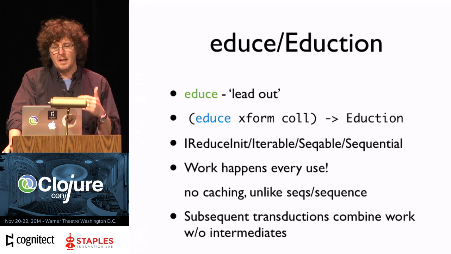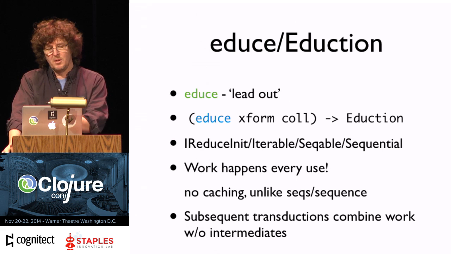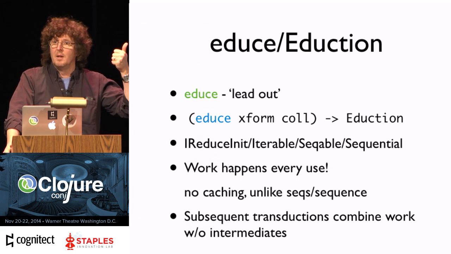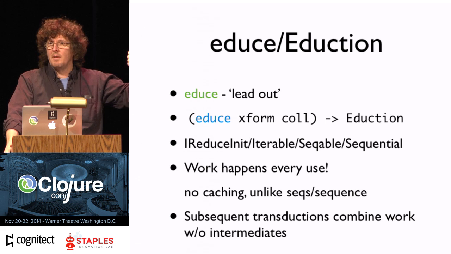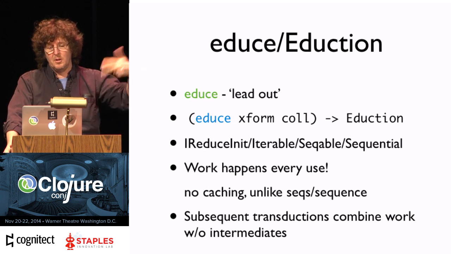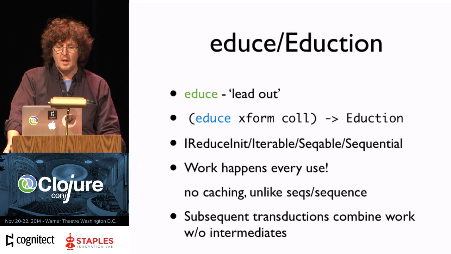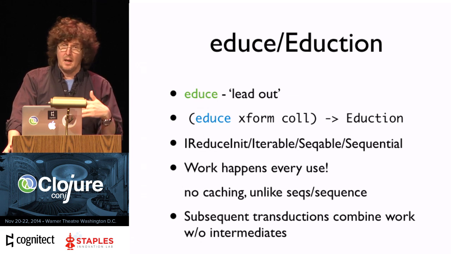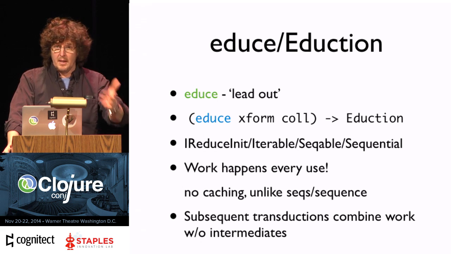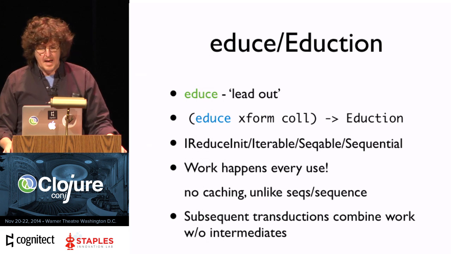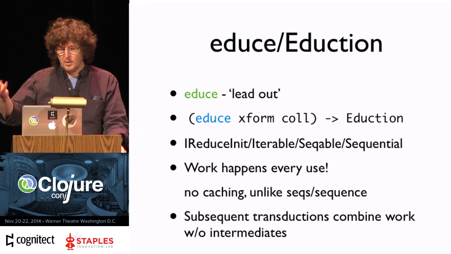It ends up that eduction implements a bunch of important interfaces. It implements IReduceInit. So it knows how to reduce itself, which means it knows how to transduce itself and reduce, and anything that uses IReduceInit. It is iterable, so you can use it anywhere you need something that's iterable. It's seqable, so you can call seq on it, get a seq, and use it in existing code that's expecting lazy sequences. And it's sequential, which is just a tag thing, because it is a sequence of things.